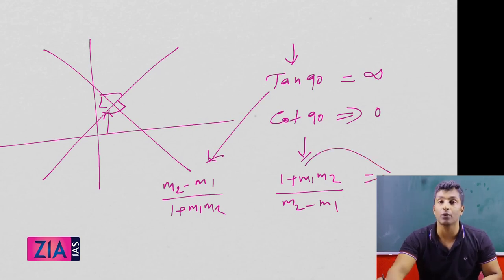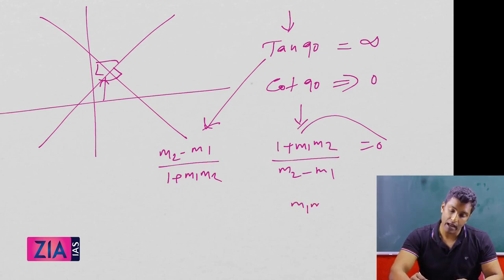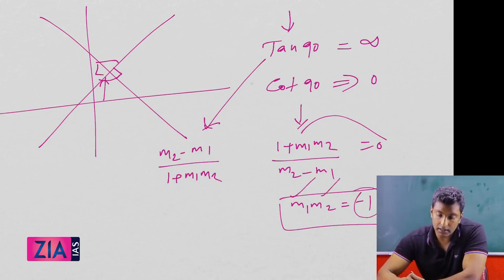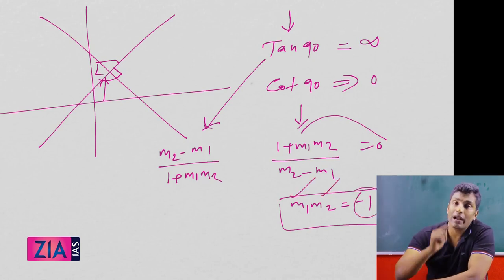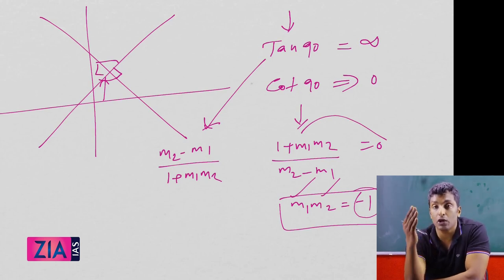That means the numerator is 0. So that means 1 plus m1 m2 is 0. So m1 m2 will be equal to minus 1. And this is the condition, guys. What you understand is, the product of the slopes must be minus 1. So if two lines are perpendicular, the product of their slopes is minus 1. So two lines are parallel, the slopes will be equal. Two lines are perpendicular, the product of slopes is minus 1.